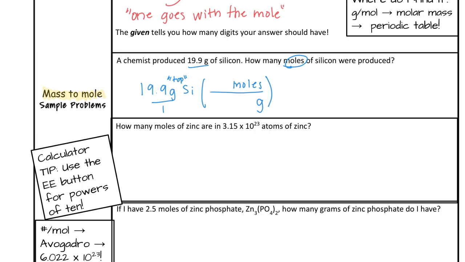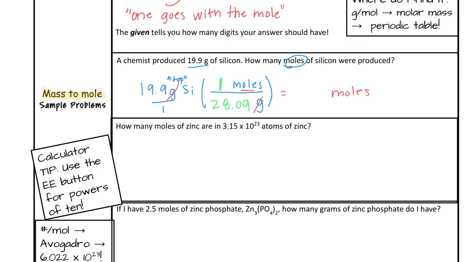Now, you gotta think about that. Where does that go? On the top or on the bottom? Well, we know that 1 goes with the mole, so it's 28.09 grams in every 1 mole of silicon. Thinking about my canceling, grams cancels grams, I'm left with moles. That's where I want to be, so I'm going to stop the train there.